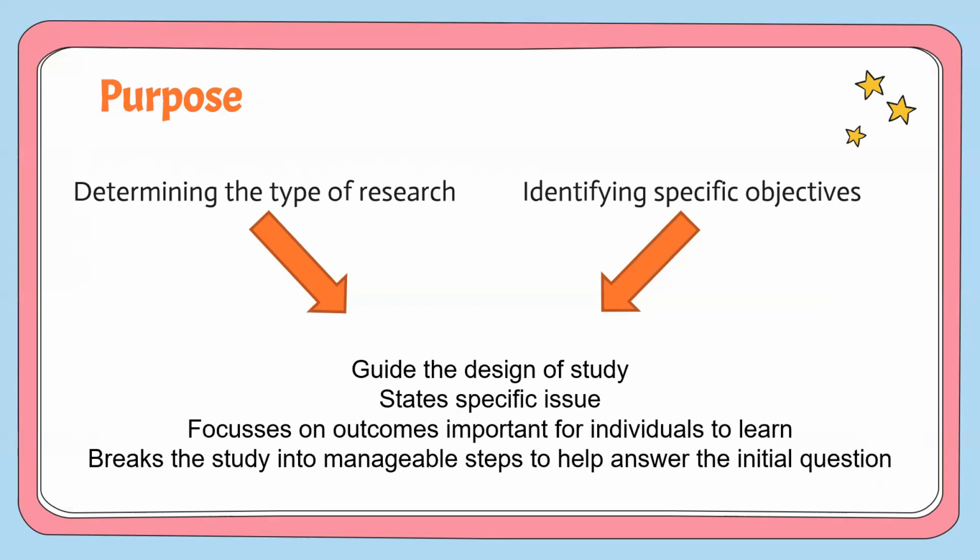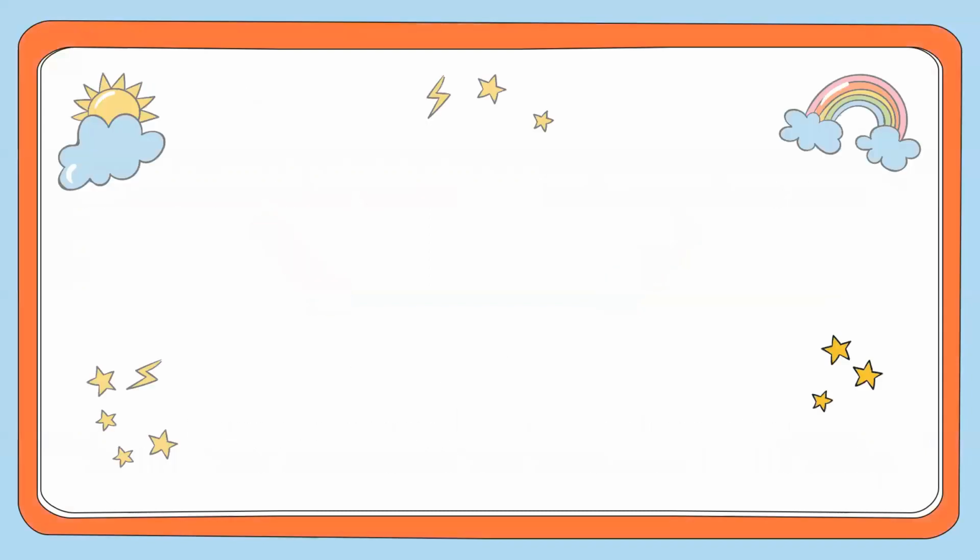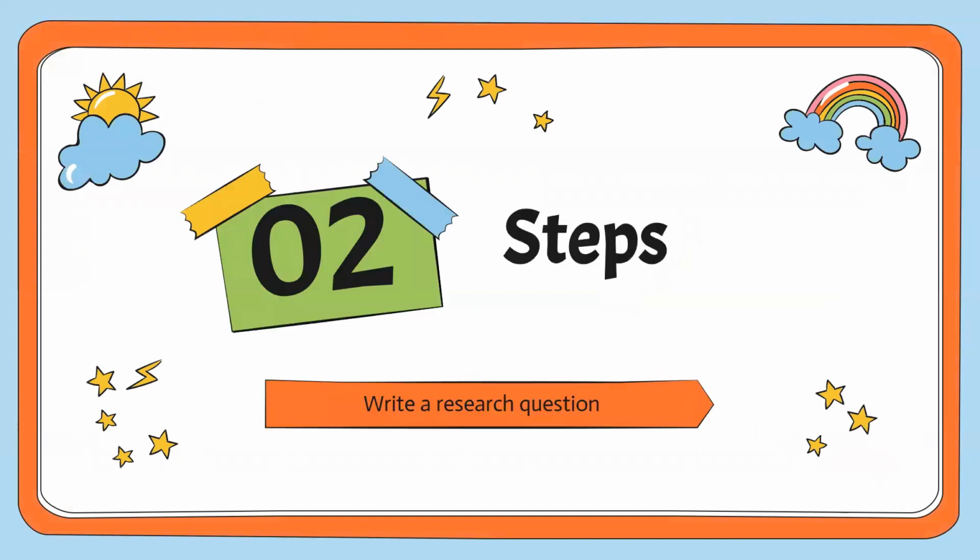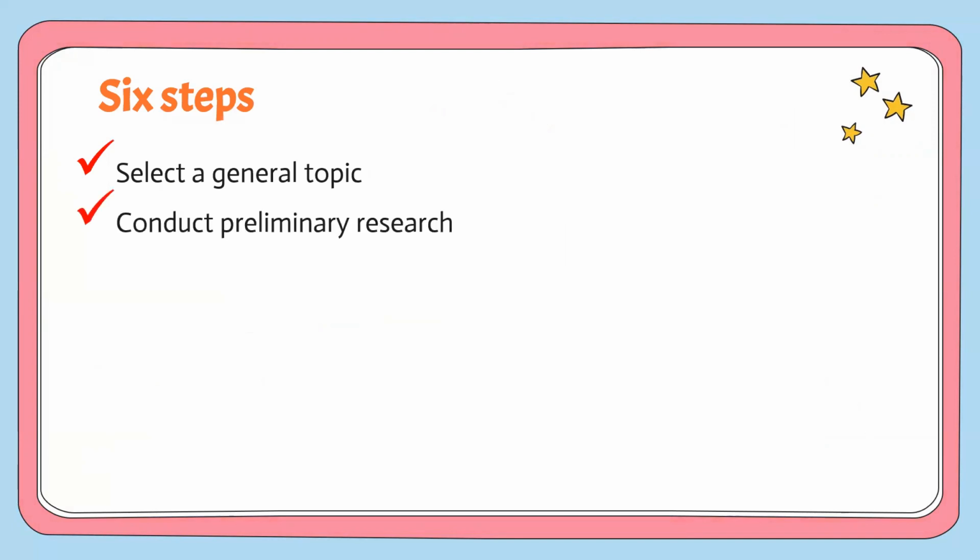Now, having dealt with the purpose, let us now move on to the second part of the topic, that is the steps to write a research question. Now, there are 6 steps that we should follow while writing a research question. The first is we should select a general topic, and then after selecting the general topic, we have to conduct preliminary research. And on the basis of the preliminary research, we also have to consider the audience perspective.